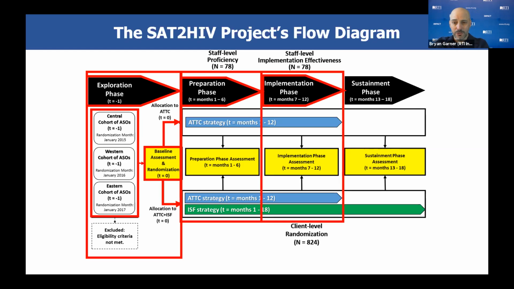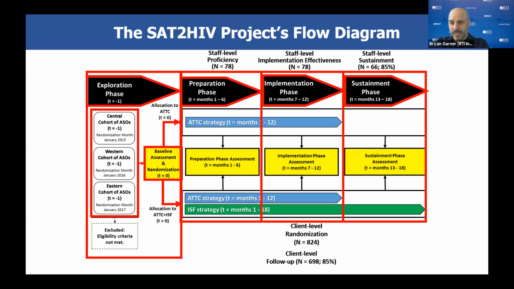We had 824 clients get randomized either to usual care or usual care plus the brief intervention, and had an 85% follow-up rate with those clients to be able to look at outcomes. And in the sustainment phase, there is always going to be some drop-off, but we were able to do follow-ups with 85% of the staff.